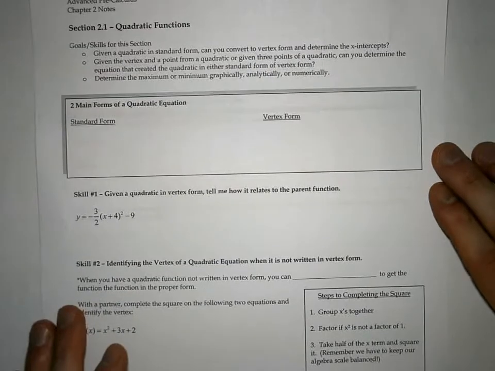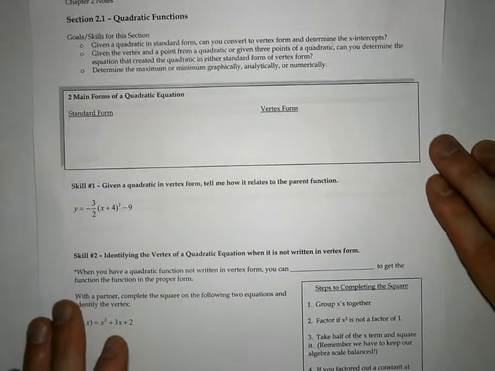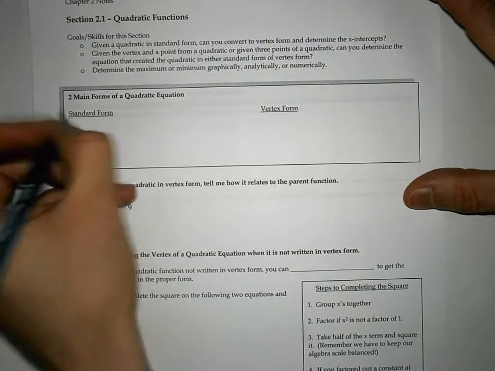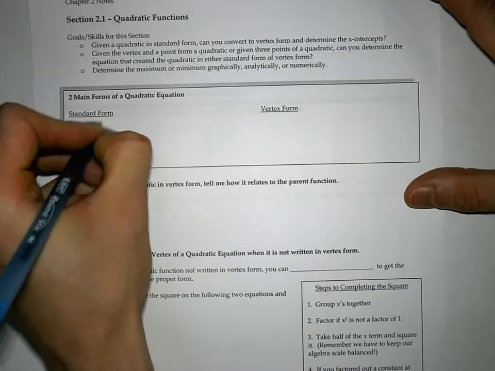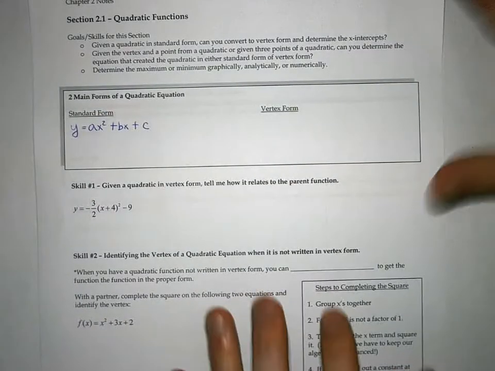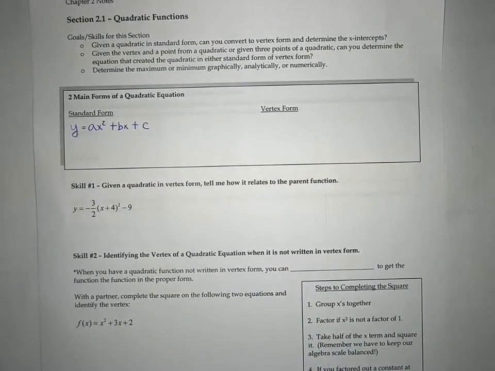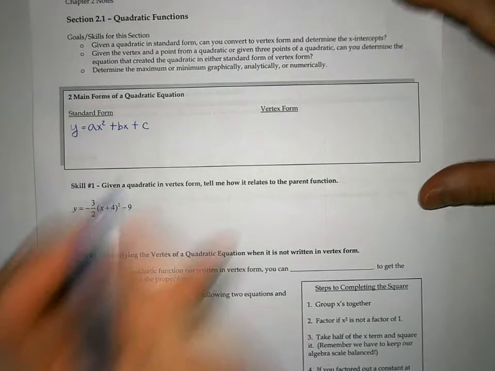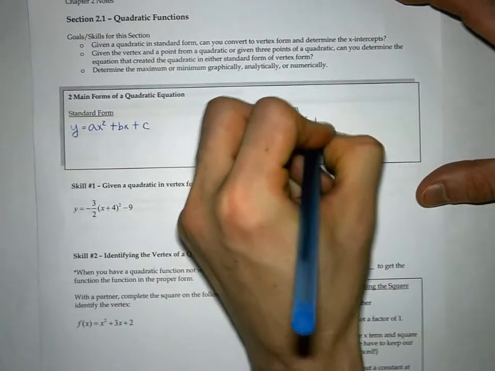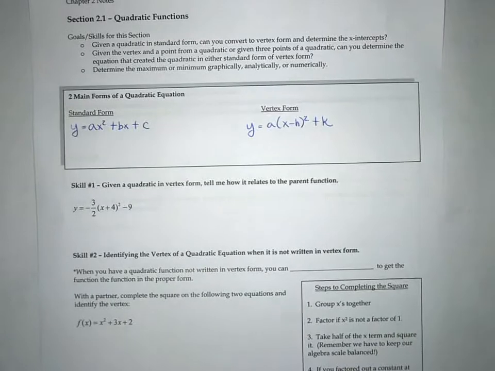So I want to begin first by just reviewing what the two main forms of a quadratic equation are. First of all, we've got the standard form. And the standard form is y equals ax squared plus bx plus c. That's the typical form that you've worked with most of your time throughout your math career. However, there's a second form that you began to look at last year, and it's called the vertex form. And the vertex form is y equals a(x minus h) quantity squared plus k.